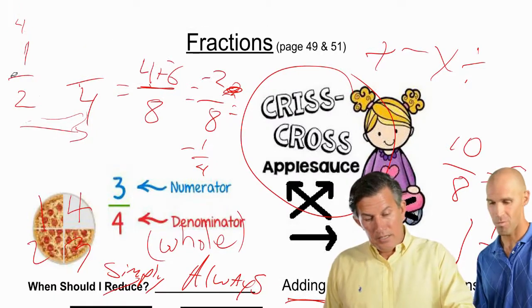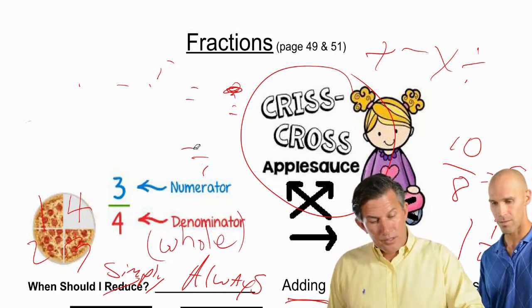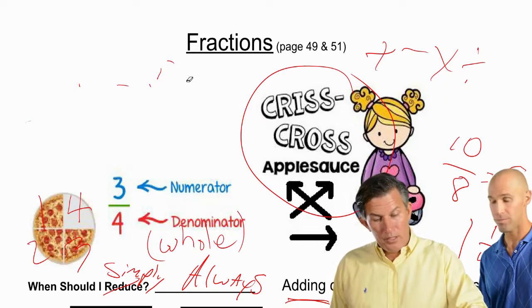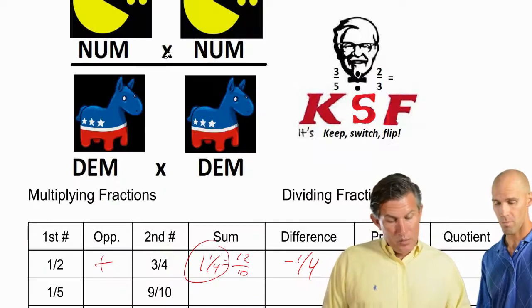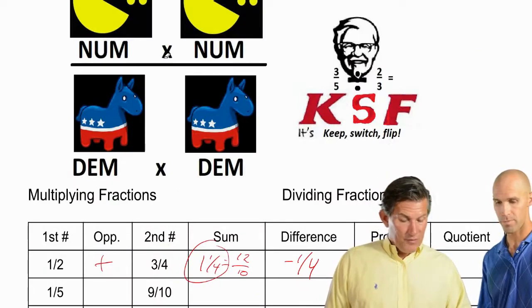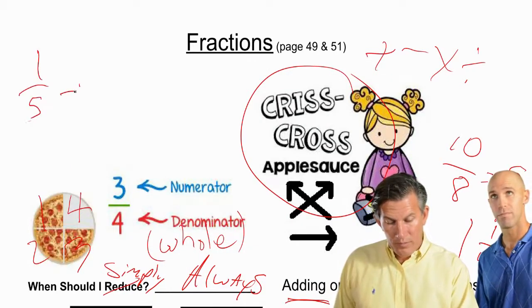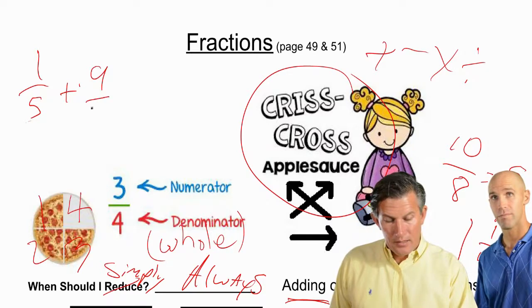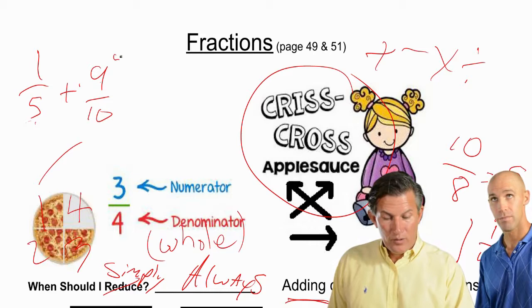Okay. Let's erase all this mess. Now, let's use crisscross applesauce. I'm going to do 2 at one time. I'm going to do the addition and the subtraction. And it goes like this. Okay. 1/5 and 9/10. 1/5 plus 9/10. Criss, 5 times 9 is 45.